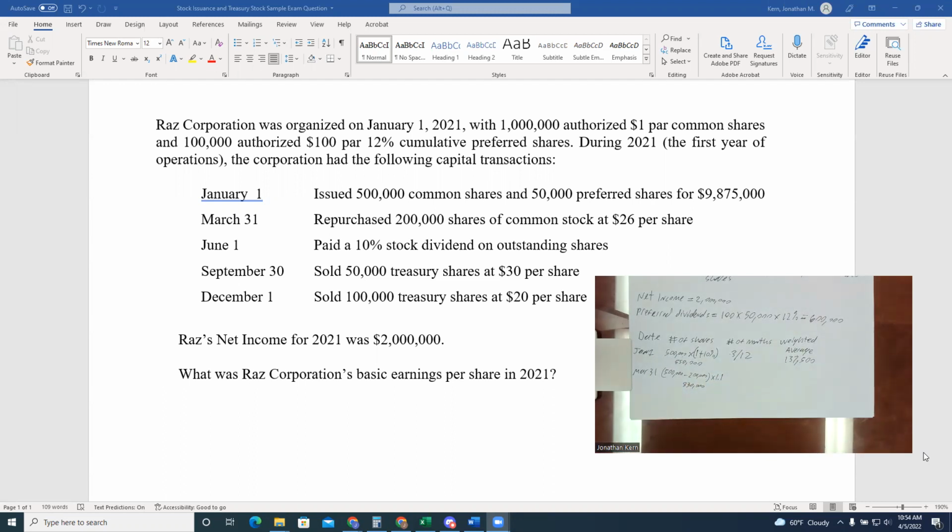They had 330,000 shares for April, May, June, July, August, and September. So that would be 6 months. So the number of months would be 6 out of 12 months. Our weighted average number of shares during this time period would be 165,000 shares.